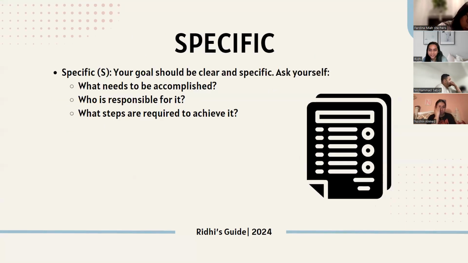Very important, specific. This is one that hurt me when I started because I wasn't specific enough. You have to be very, very specific. Your goal should be clear and specific. You can ask yourself questions of what needs to be accomplished, who is responsible for it, what steps are required to achieve it. Example from personal experience, I think one of my requirements was the file should be saved into the folder. What's the file name? What's the folder's name? Be as specific as possible.